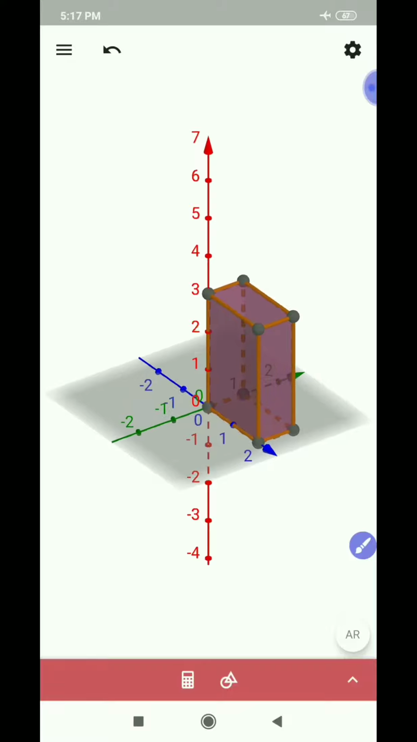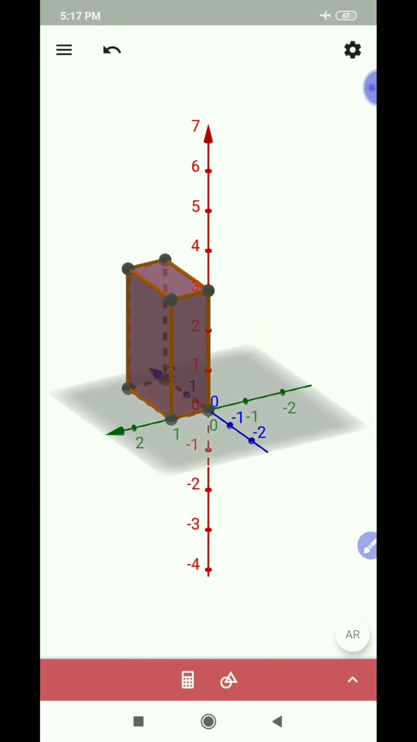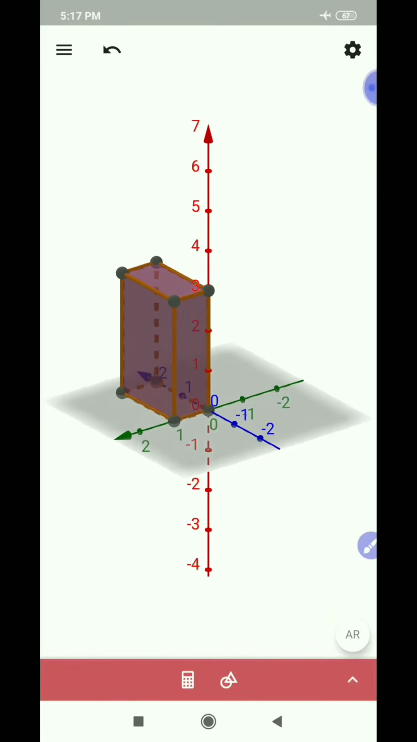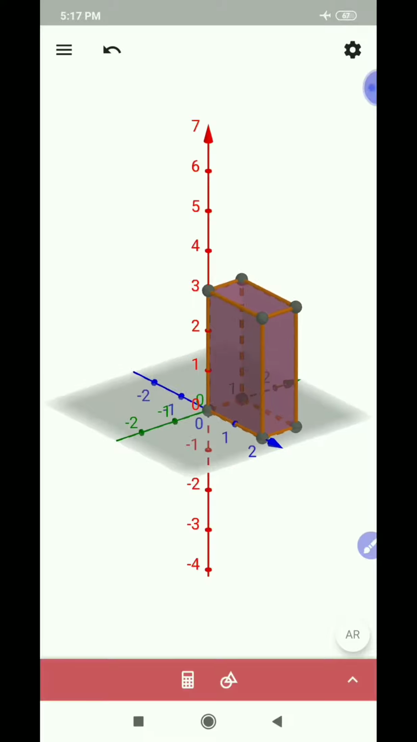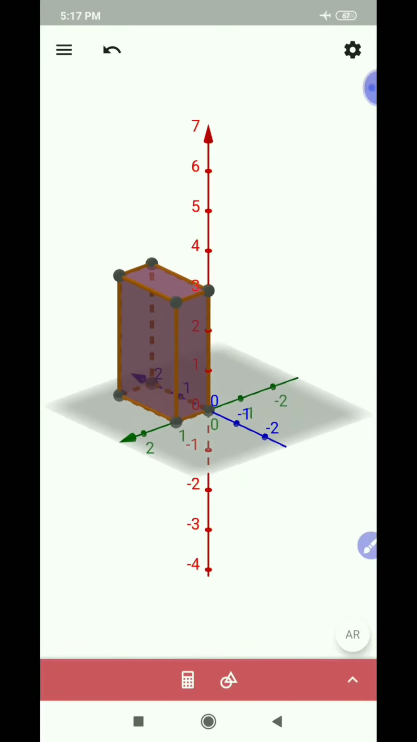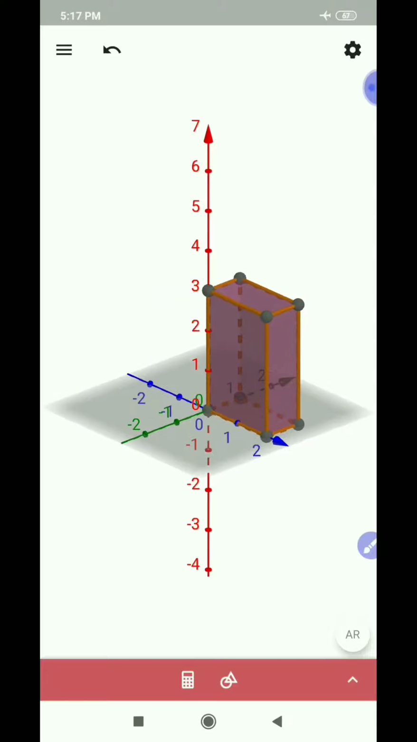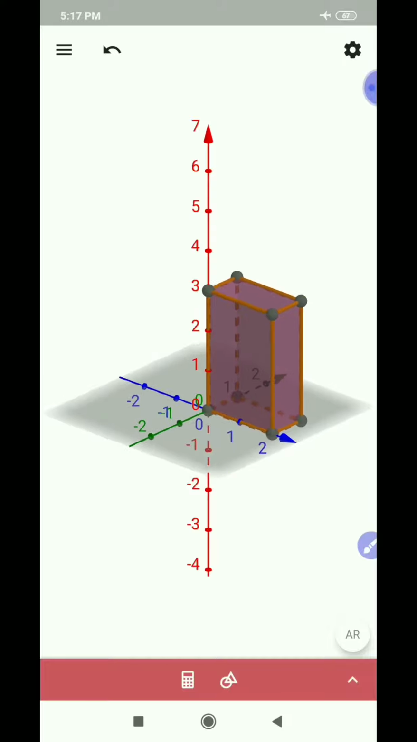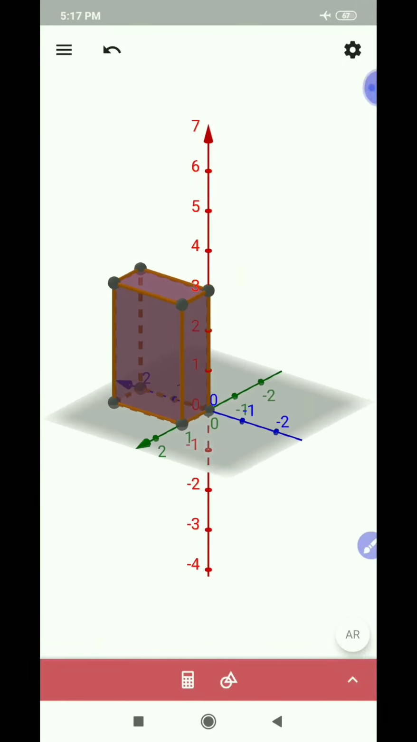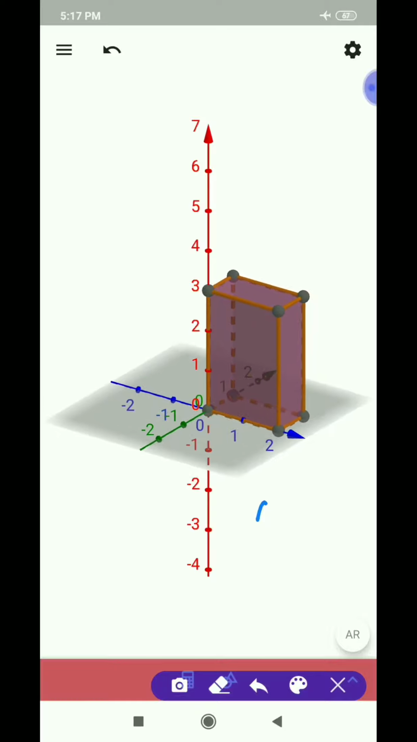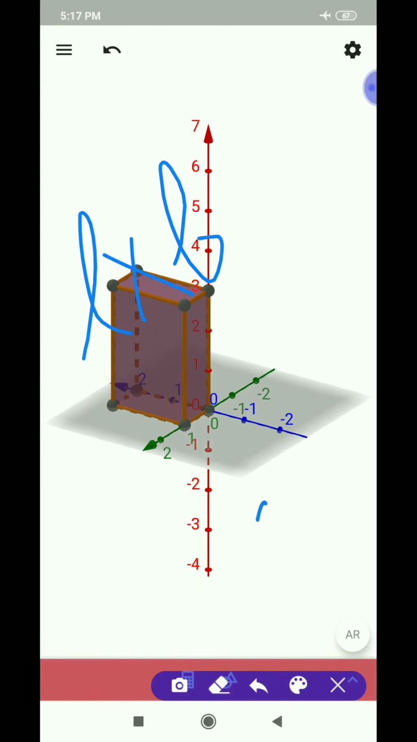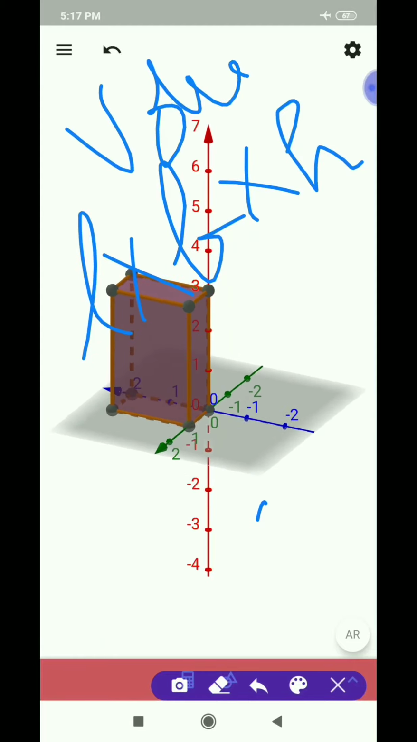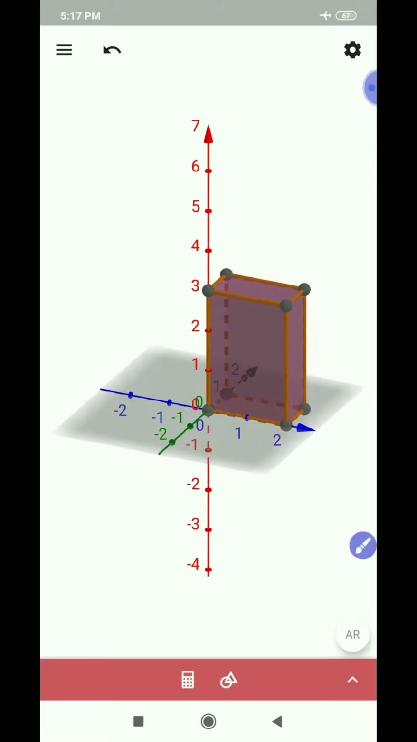What about its volume? We know that for a cube of 1 centimeter length, 1 centimeter width and 1 centimeter height, the volume is 1 cubic centimeter. So its volume will become length into breadth into height. So the volume of the cuboid is L into B into H.